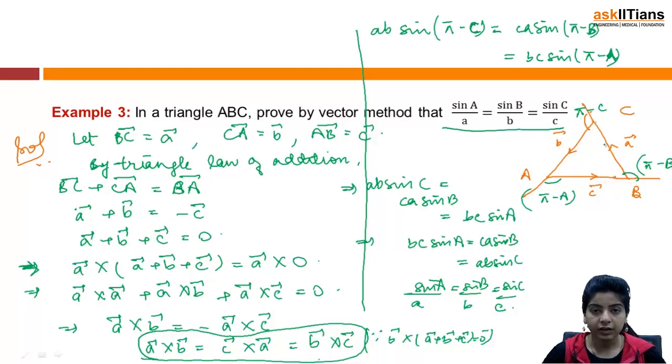So just take a triangle, just assume any kind of vectors. Let us say this side we have assumed as A, this is B, this is C, and by using the triangle law of addition we have derived the required result.